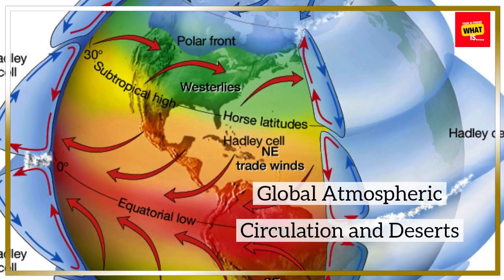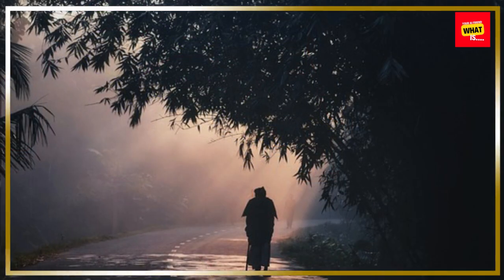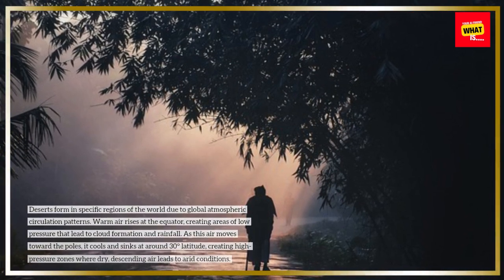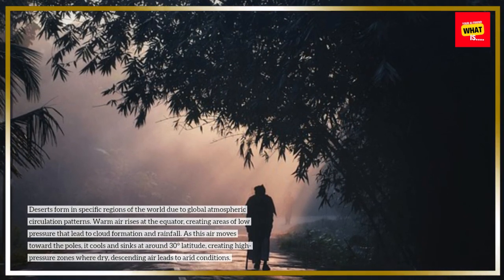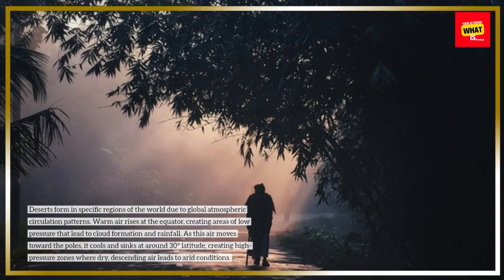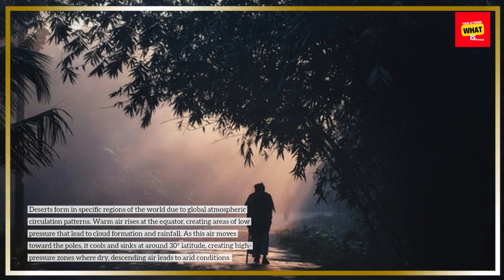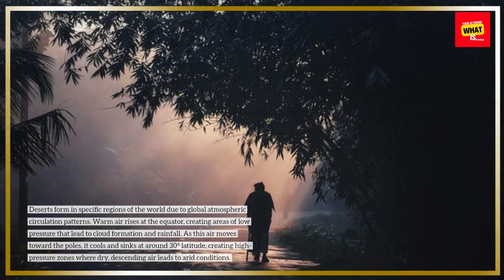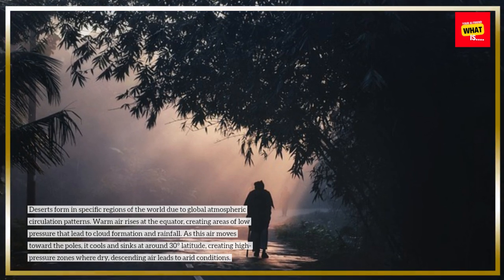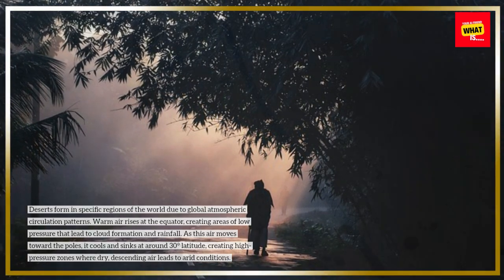Global atmospheric circulation in deserts. Deserts form in specific regions of the world due to global atmospheric circulation patterns. Warm air rises at the equator, creating areas of low pressure that lead to cloud formation and rainfall. As this air moves toward the poles, it cools and sinks at around 30 degrees latitude, creating high-pressure zones where dry, descending air leads to arid conditions.